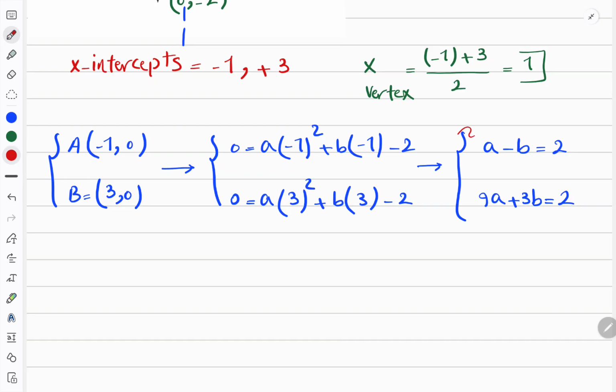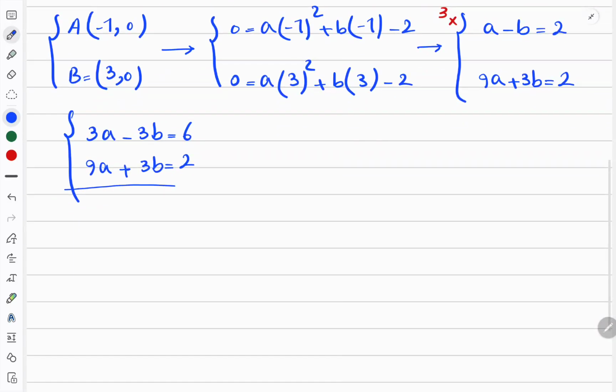Okay, and I'm gonna multiply the first equation by 3. I'm gonna use elimination method for solving this system of equation. So 3a minus 3b is 6, and 9a plus 3b is 2. Okay, and if we add these two equations, 3a plus 9a is 12a. These two cancel out, and 8. A is 8 over 12, which is 2/3.